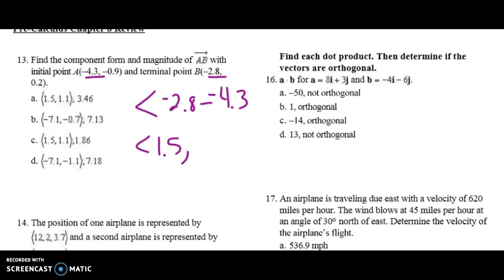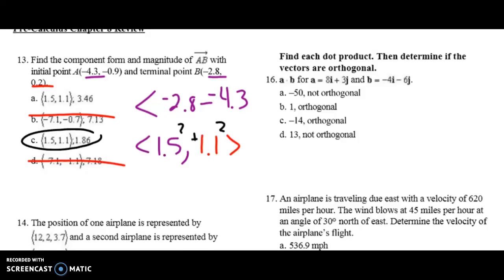And then we do it for the y component as well, which is 0.2 minus -0.9. That's going to be 1.1. And so my answer is either A or C. Now I need to find the magnitude. Remember how we found the magnitude: we took our components, squared them, added them, and took the square root. So I would take the square root of 1.5 squared plus 1.1 squared. That ends up being 1.86. So the correct answer is C.